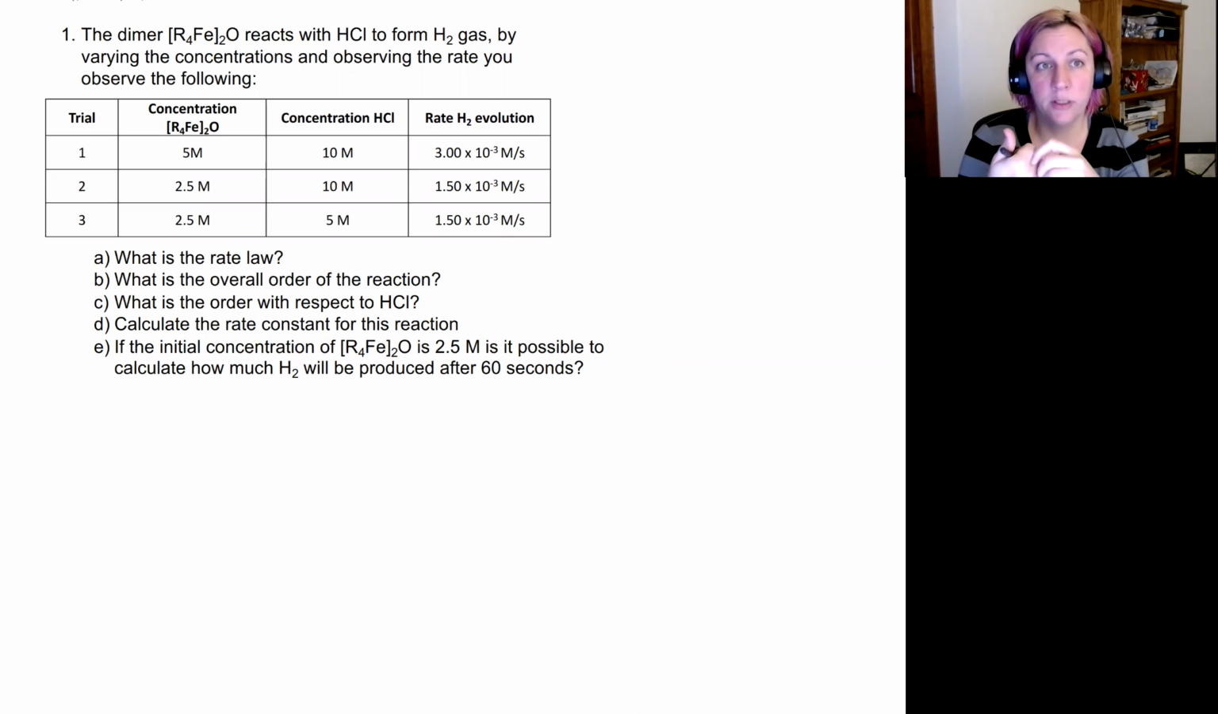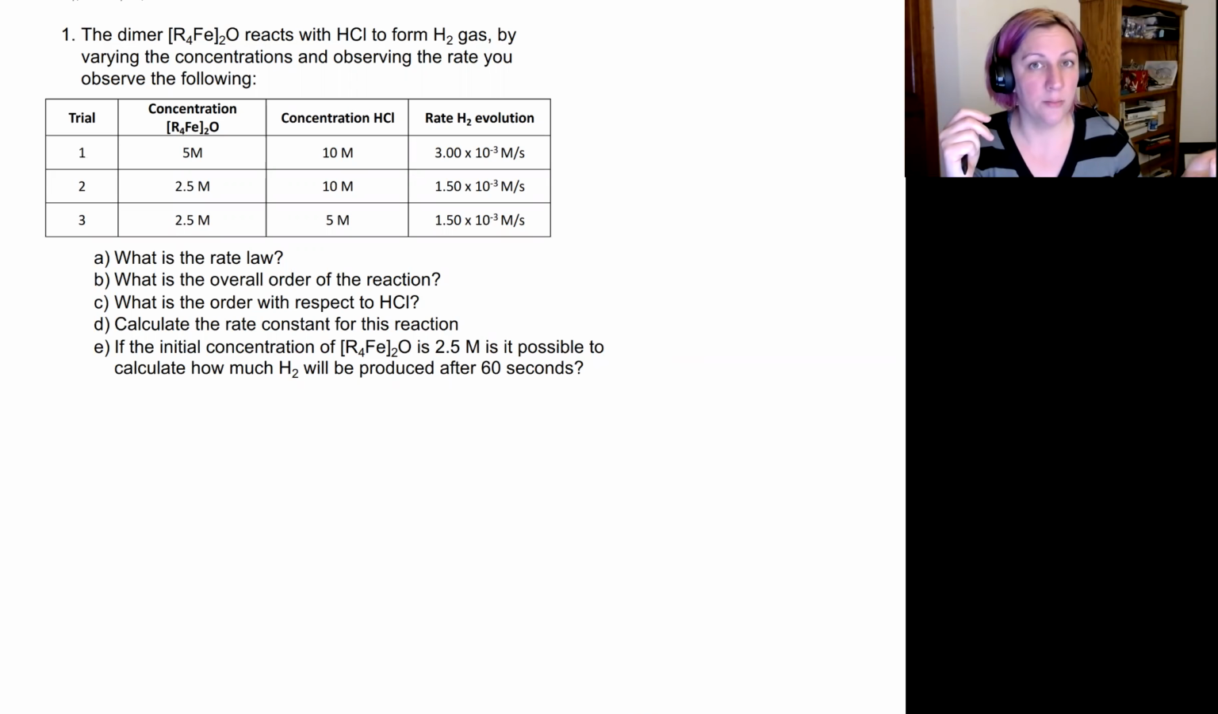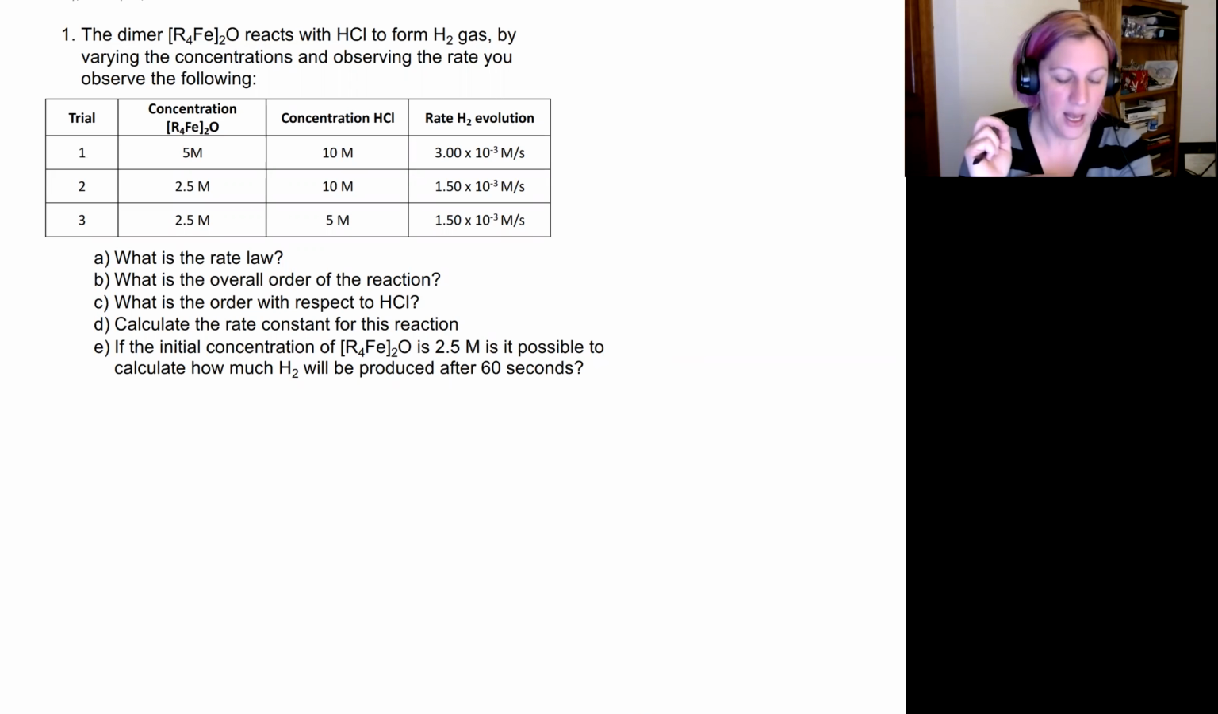So in this one, we're looking at a dimer. The R is like a variable. It's saying there's this big chunk of molecule that doesn't actually do very much in the actual reaction. It's all happening at that interesting iron atom and the oxygen atom. It just abbreviates it, so it's not quite such a big thing to write out. So we have this dimer.